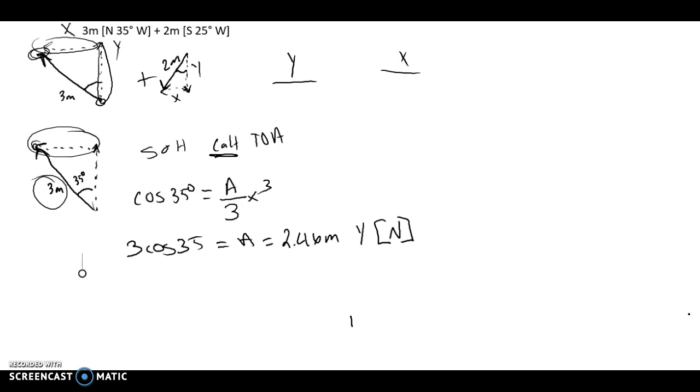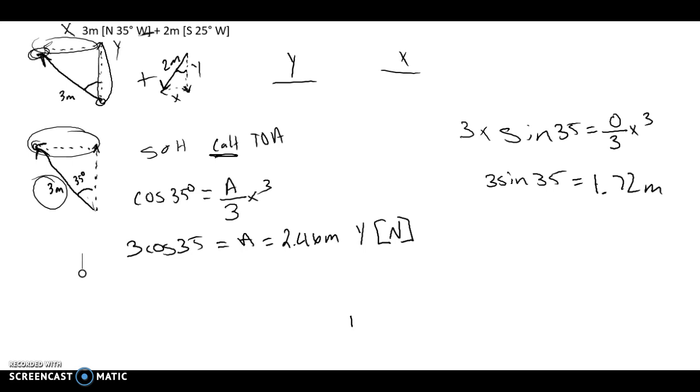Alright, now let's find the x component. I'm going to put it on this side. To find this, you can see this length is opposite of this angle, so here we're going to use sine. Sine of 35 is going to equal the opposite over the hypotenuse, and the hypotenuse is 3. Multiply both sides by 3, and you get 3 sine of 35, which equals 1.72 meters, and this is going west.